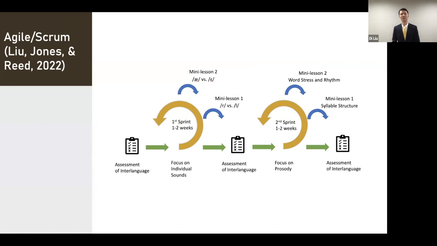How do these two different models differ? Well, in agile, everything begins with assessment of interlanguage. We assume the student has an interlanguage, which is a prototype. It's like that toy electric vehicle. And that's the beginning. And then we spend 1 or 2 weeks focusing on one aspect of it, probably individual sounds. And we can still do these mini lessons focusing on individual sounds or sound pairs. And then we do the assessment of interlanguage again. And in the next cycle, we can focus on prosody or suprasegmental features. And again, we have different mini lessons focusing on syllable structure, word stress, and rhythm, and the assessment of interlanguage at the end. So you may say, well, yes, waterfall and agile or Scrum are two different models, but it sounds like they both ask me to teach individual features. So how do they differ?